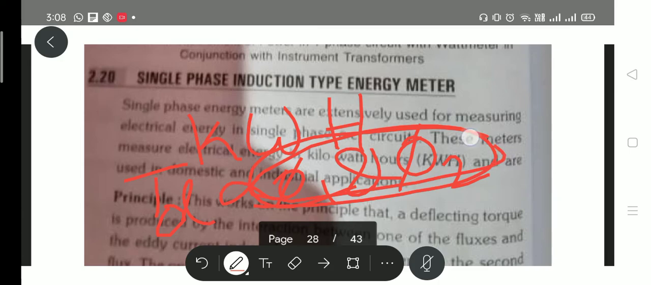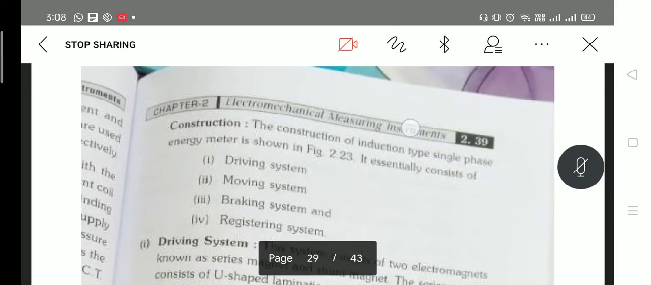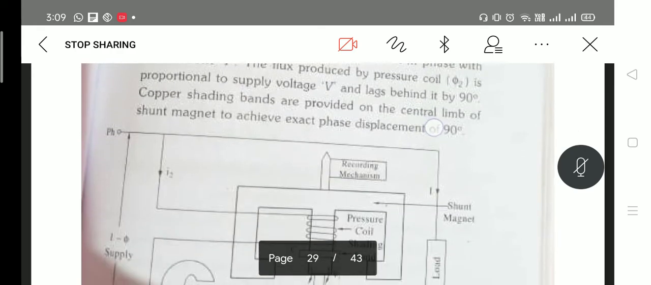Because of these two fluxes we can generate the torque in this meter. We can see the circuit diagram, you can clearly understand. Here in this energy meter we have four types of construction, that is driving system, moving system, braking system, registering system. First we discuss the driving system.